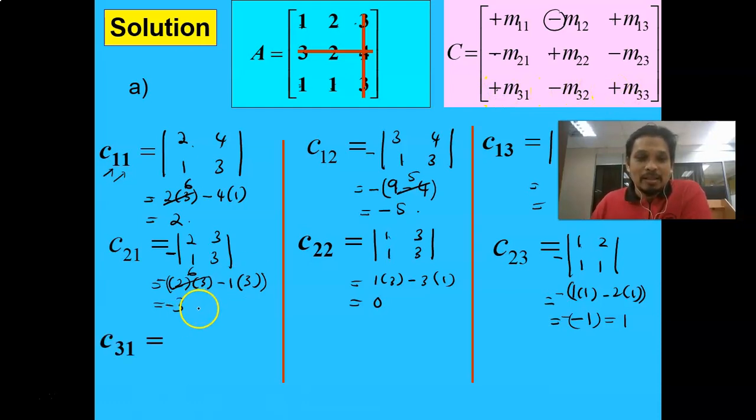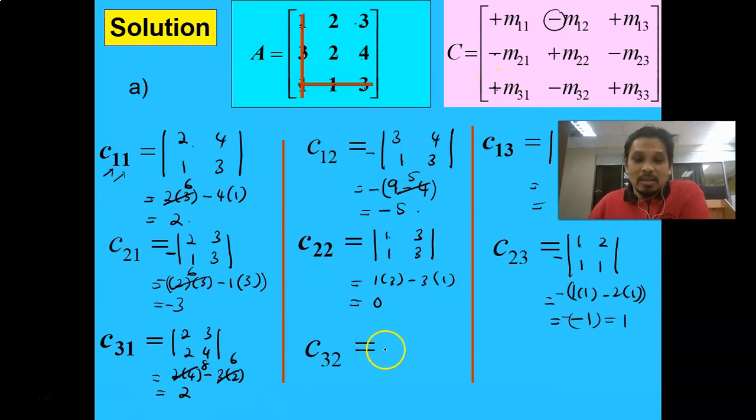Next, to find the cofactor of 3, 1, we hide the element in column 1 and row 3. I see here now 2, 3, 2, 4. So 2 times 4 minus 3 times 2. 2 times 4 equals 8, 3 times 2 is 6, and 8 minus 6 equals 2, positive.